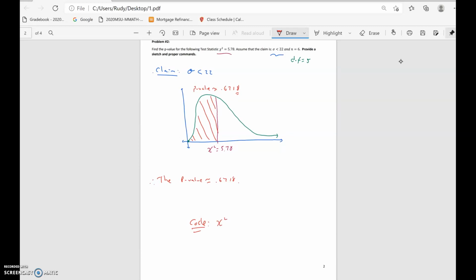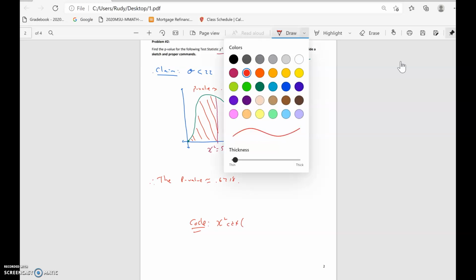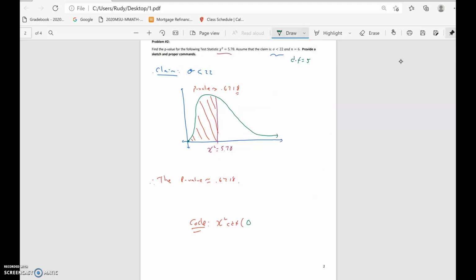The code, let me write it here. So we're using the chi-squared CDF. Your lower bound is going to be 0, comma, to 5.78, and then the value of 5. Remember that it uses degrees of freedom. And that's actually it for this particular problem.